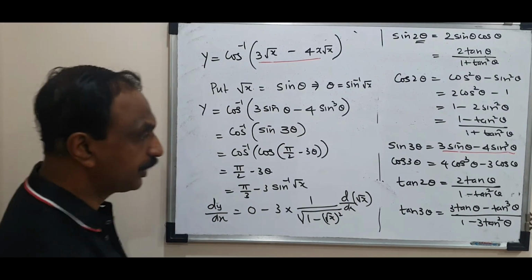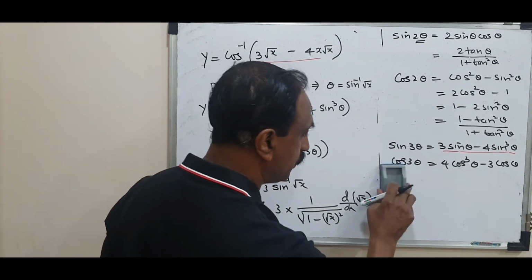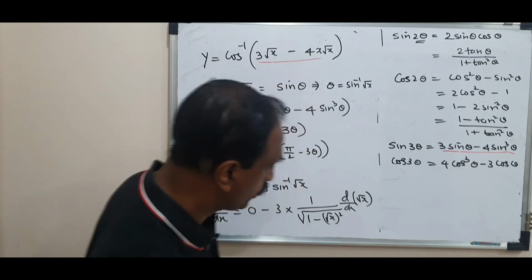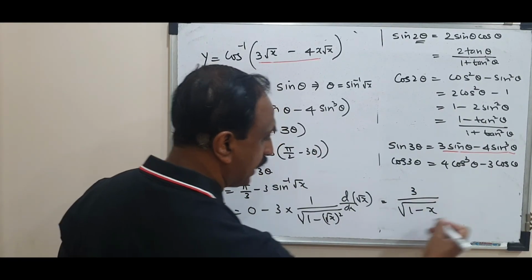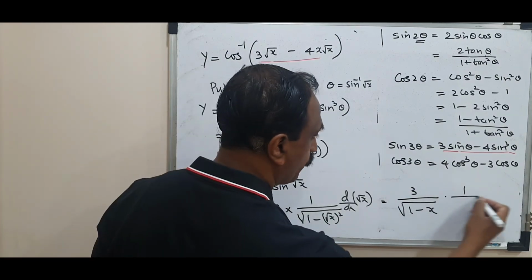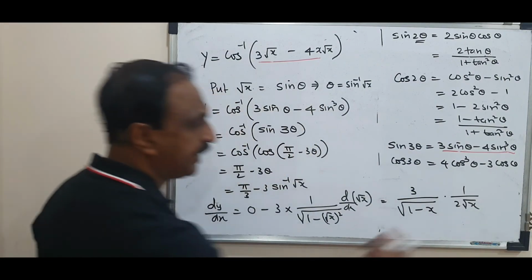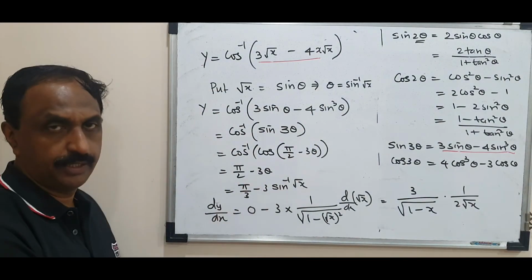Now I am going to continue. I am removing this formula. We'll discuss this formula later in the next module. So my answer would be 3 upon root of 1 minus x into derivative of root x, which is 1 by 2 root x, and you can simplify further yourself.